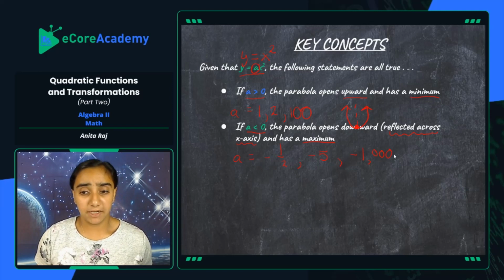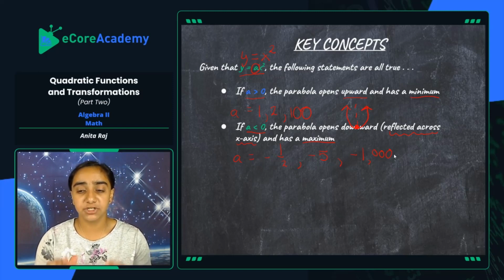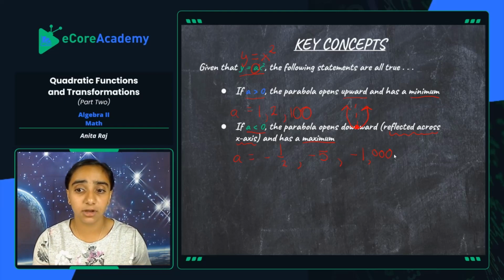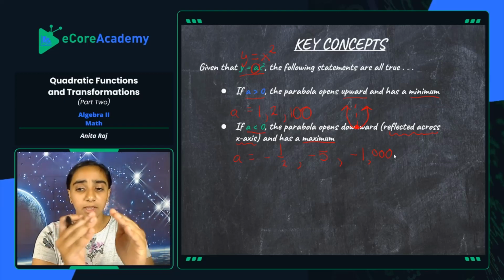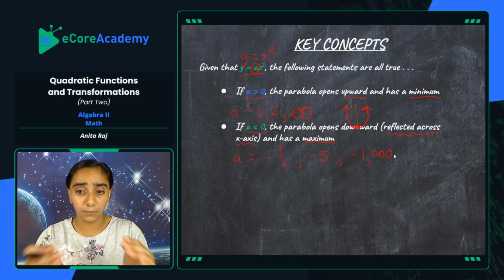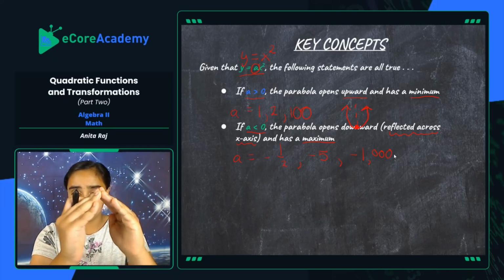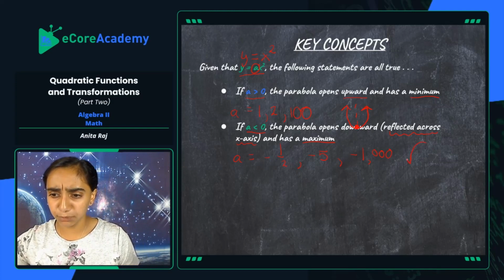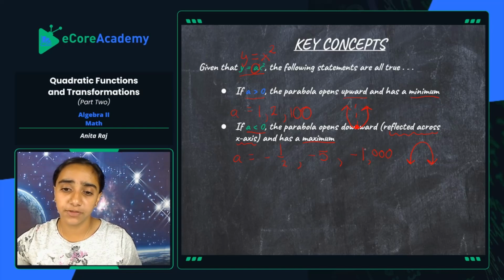So what does this mean? The parabola opens downward. We just said if a is greater than 0, the parabola opens upward. If a is less than 0, meaning it is a negative value, the parabola opens downward, meaning it looks something like this. I'll even draw it off to the side right here. Your parabola will look something like that. And it's called reflection over the x-axis.